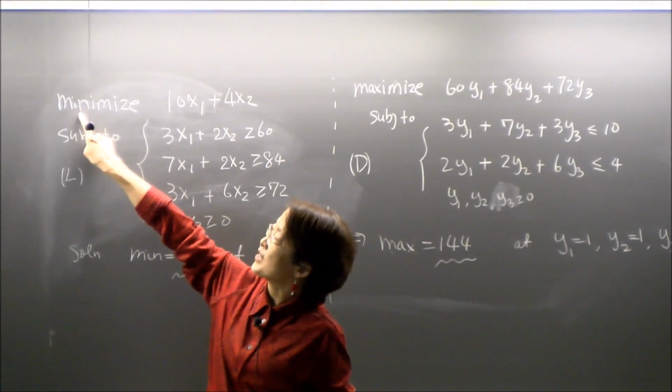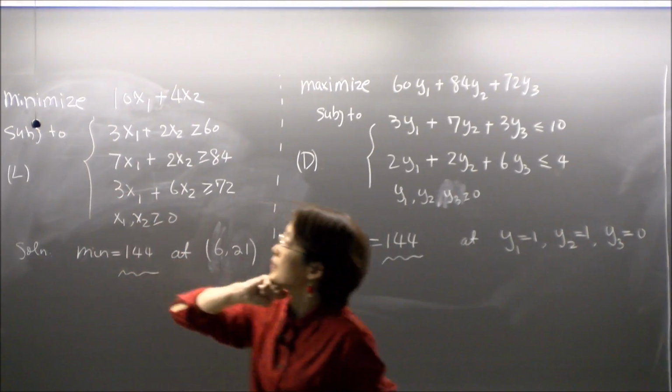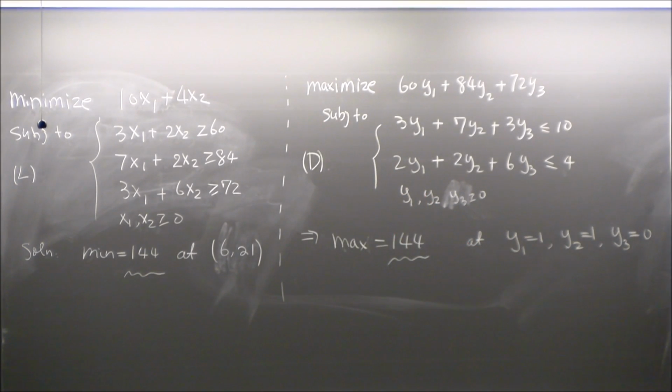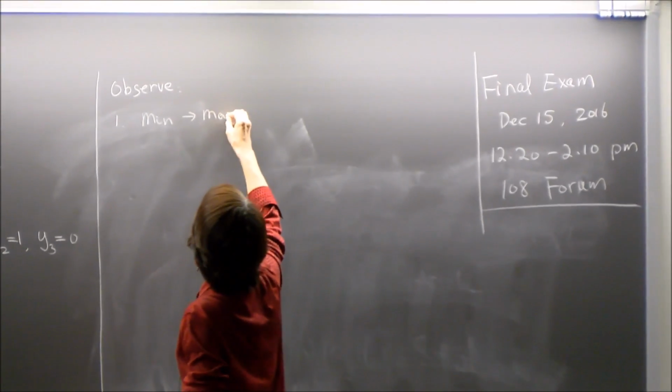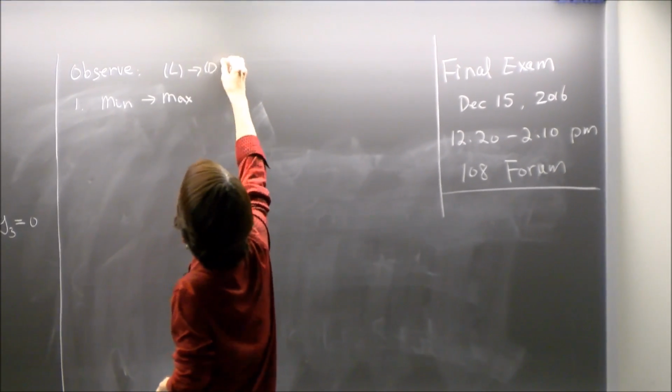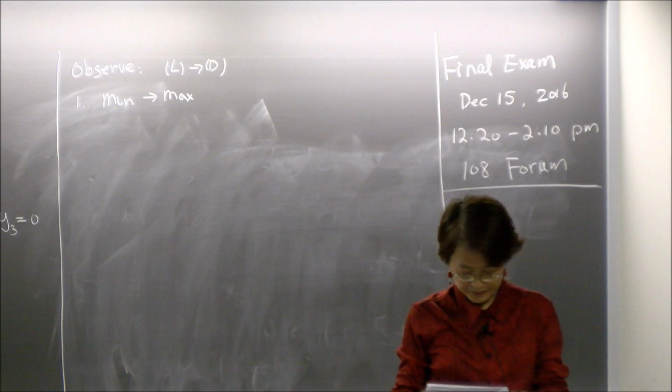First we see that the objective is different. This problem is minimizing, and now it has changed into maximizing. Is that right? So min changed into max, from L to D. That's the change I make.